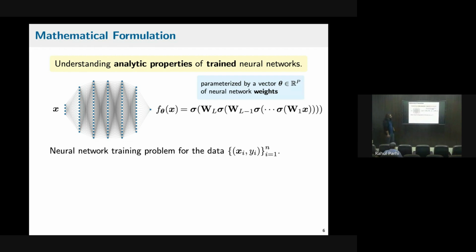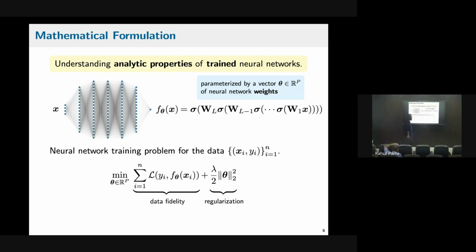And now if you're training a neural network to fit data, it means, well, one, you have some data set of XY pairs. And then when someone says that they're training it, it just means they're looking at optimization problems that look something like this. So we're optimizing over parameter vectors theta. And we have two terms. We have the data fidelity and the regularization. So you can think of L here as the squared error loss to just keep something in mind.